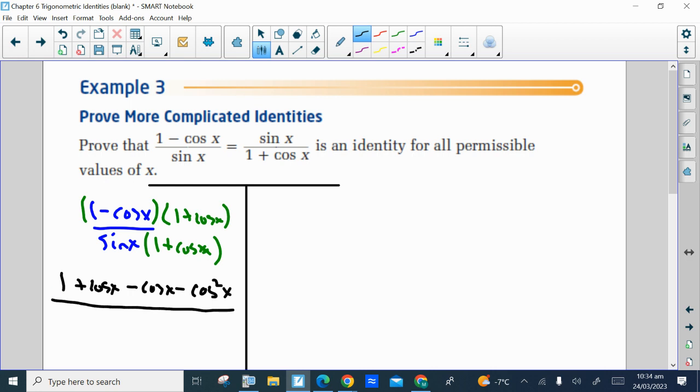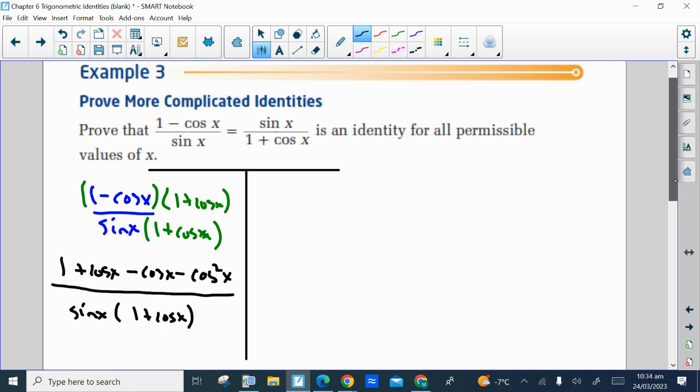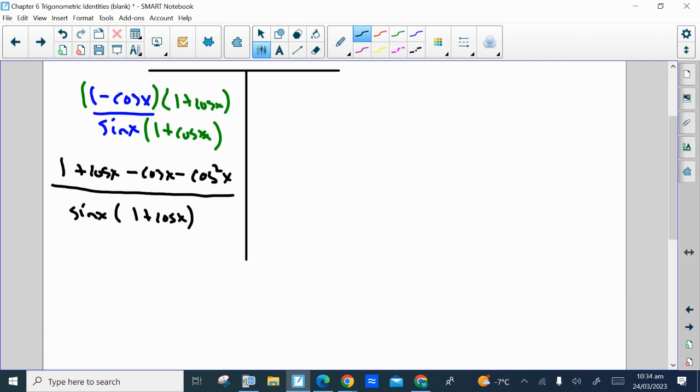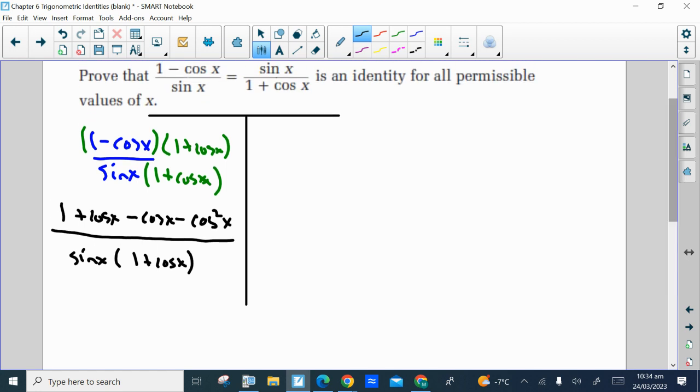Now, if you look at what the right side is, it's sine x over 1 plus cos x. So because of that, I'm not going to multiply out the denominator, because the denominator has a factor of 1 plus cos x, which is what we need on the right side. That is the reason that I'm not going to physically multiply out the bottom. But I can simplify here because the cos x minus cos x cancel on top. That always happens when you multiply by conjugates.